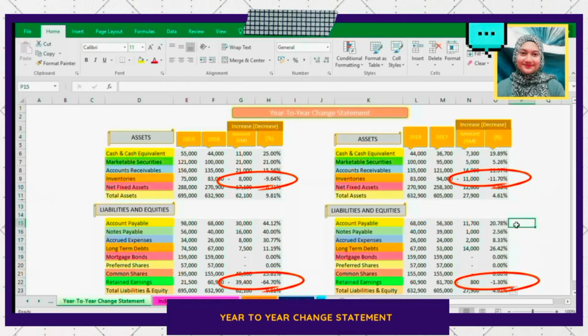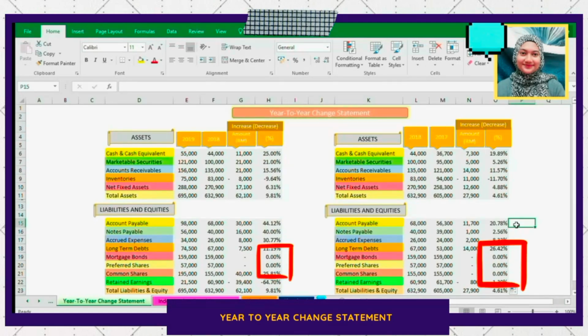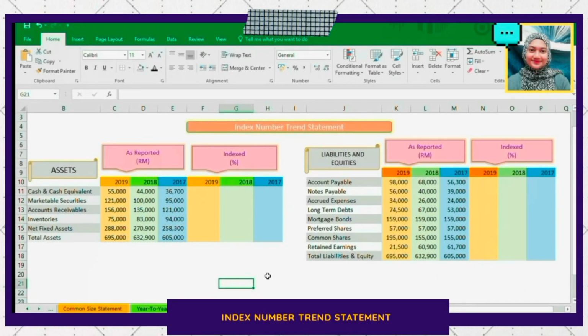We can read the negative sign as representing a decreased value for the item from year to year, while the 0% indicates that there is no decrease or increase in the value of items from year to year. Index number trend statement shows how financial statements change from year to year. For this statement, 2017 was selected as a base year. Just equal to 100 and double-click for the same amount of base year.